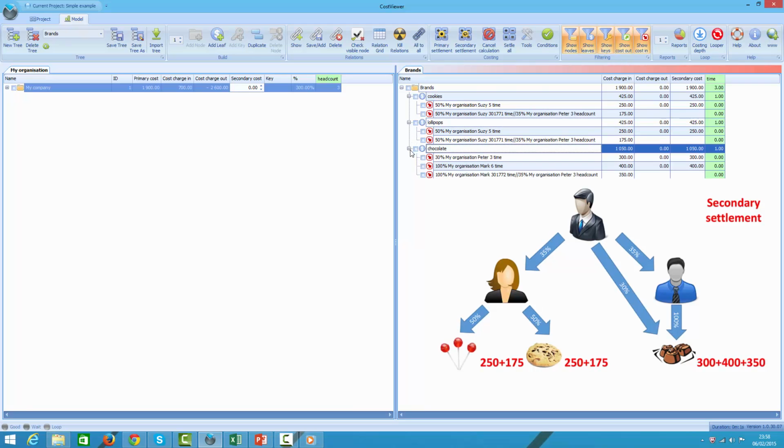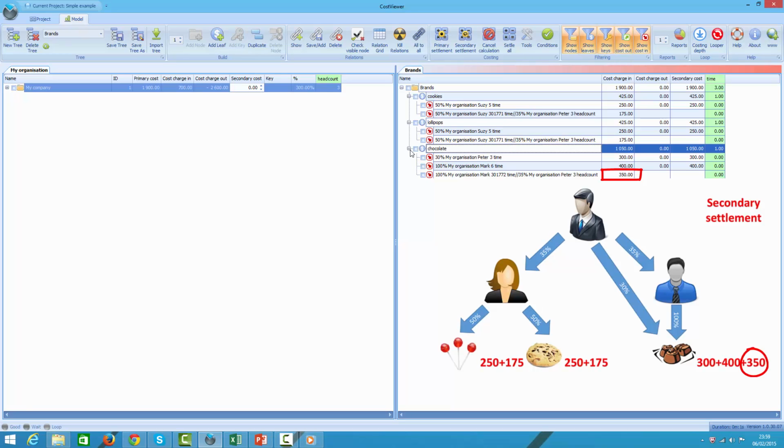Now let's take a look at the chocolate brand. It consists of 3 line items. The first 2 represent cost elements that were recovered during primary settlement. The third item represents the marketing director's cost, Peter's, that was charged to Mark in the primary settlement cycle, and afterwards it was charged to the chocolate brand.